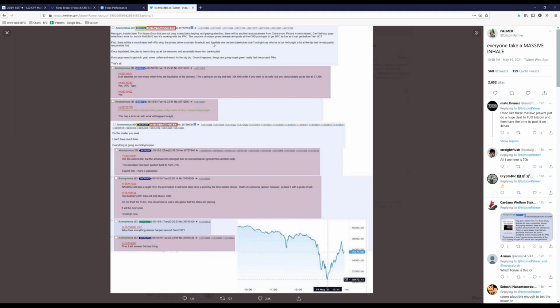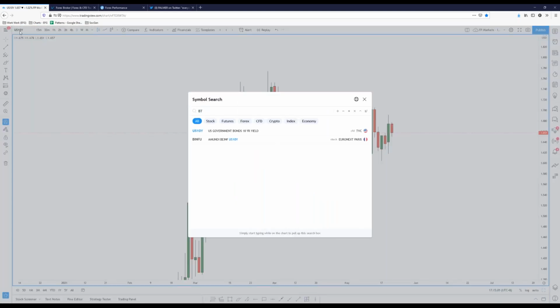Once liquidated, the plan is then for all the other crypto funds to start buying up the reserves to bankrupt this one individual. The post also goes on to say the drop is going to be big and fast. 35K limit order if you want to be safe, but you can probably go as low as 31.25. So they were saying that it can apparently go as low as 31.25. But if you saw my screenshot earlier, I was saying that 30,200 could be the next level. So let's quickly go over and take a look at Bitcoin.